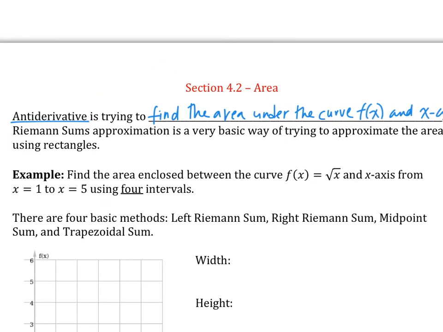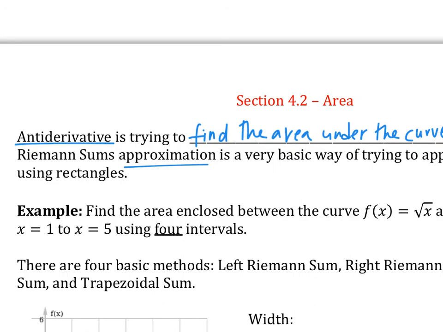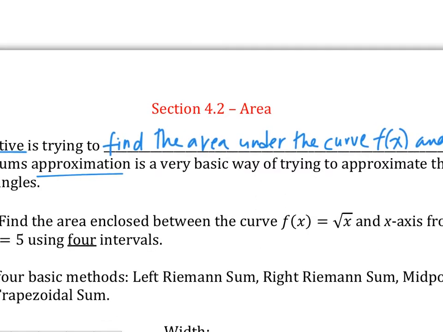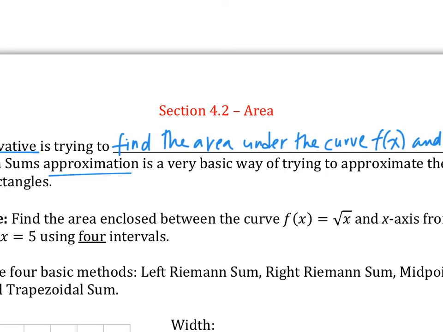Riemann sum is an approximation. So approximation obviously means it's not exact. It's a very basic way of trying to figure out the area using rectangles. So, for example, find the area enclosed between the curve, that curve is square root x, and the x-axis from x equals 1 to x equals 5 using 4 intervals. Okay, we're going to figure out the area underneath square root x and between square root x and the x-axis from 1 to 5, and we're going to use 4 intervals.